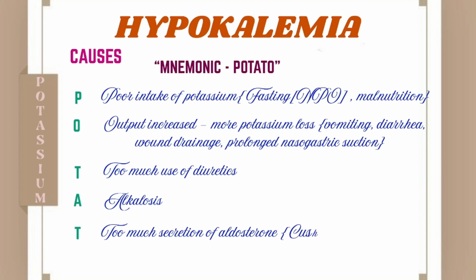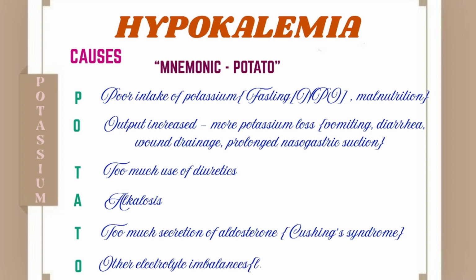T stands for too much secretion of aldosterone, as in Cushing syndrome. Cushing syndrome is a condition in which excess aldosterone is secreted, and because of excess aldosterone, more sodium and water is retained and more potassium is excreted by the kidneys, leading to hypokalemia.